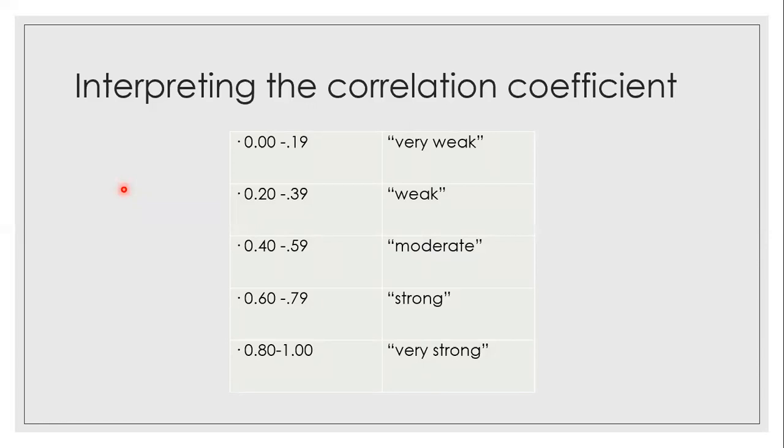What we have here on this slide is the general guideline for how we interpret the values. If your coefficient is somewhere between 0.00 and 0.19, and this is either positive or negative, it doesn't matter if it's a negative 0.19, that is a very weak relationship. There is some relationship, but it's very, very weak. Between 0.20 and 0.39, that is weak. It's not very weak, but it's still weak.